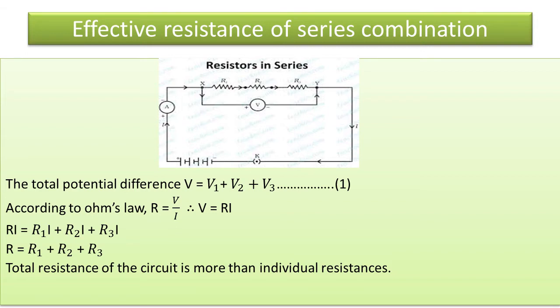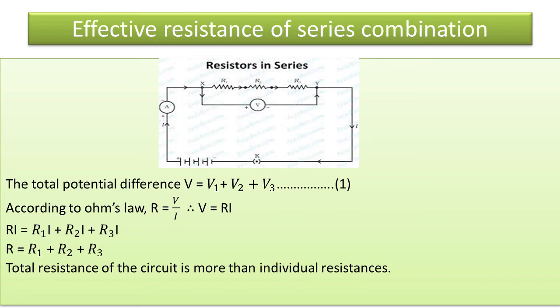For that we will use Ohm's law. R is equal to V upon I. So V is equal to RI. Let us talk something about current here. We have already discussed I is the current flowing through the entire circuit, and since this is series combination, that means resistors are connected one after the other in line.